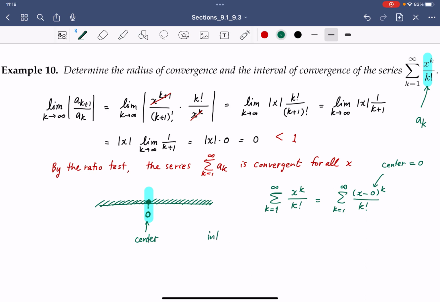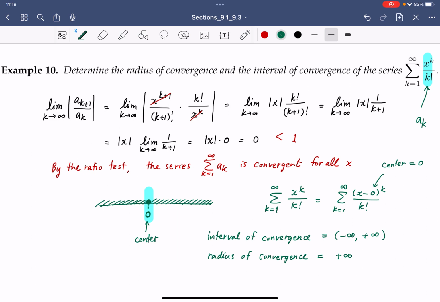So the interval of convergence is going to be minus infinity to plus infinity. So it's going to be everything. It's convergent for all x. And for the radius of convergence, it's going to be just infinity, because it converges everywhere.